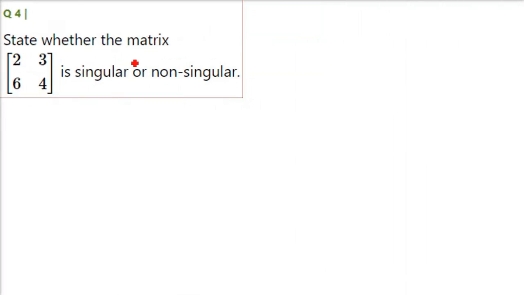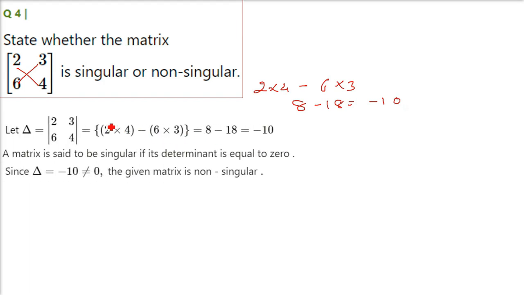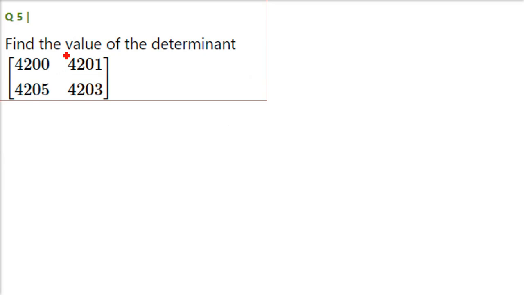State whether the matrix is singular or non-singular. So 2 multiplied by 4 minus 3 multiplied by 6. So we have 8 minus 18 equals negative 10. This negative 10 is a value that is not 0. Singular means the determinant has to be 0. So the given matrix is a non-singular matrix.